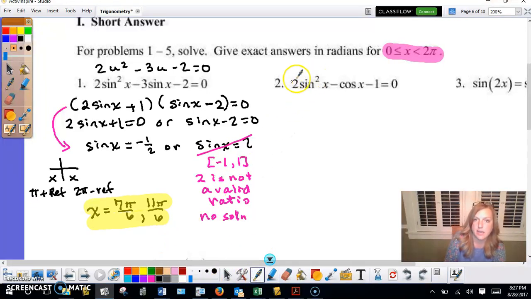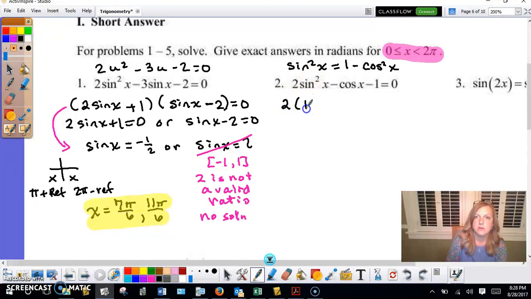Now, taking a look at number 2, this looks like a very similar problem, but the problem you have in this one is that you have a trig function of sine and a trig function of cosine. So we first are going to have to fix that we have two different trig functions, and the way to fix that is we're going to use the Pythagorean identity. Sine squared x is equal to 1 minus cosine squared x. So we're going to plug that in right here.